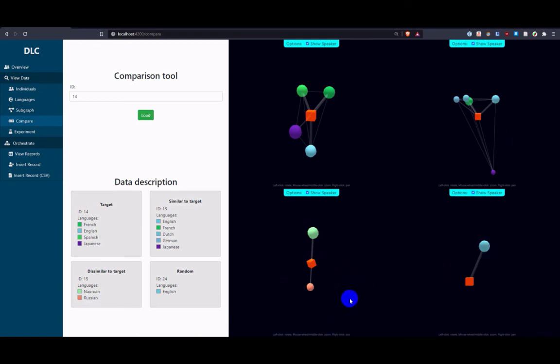This enables us to really select comparisons and be able to determine whether or not the individual we are looking at is quite divergent from the dataset or quite common, and also how they relate to other individuals in the dataset.